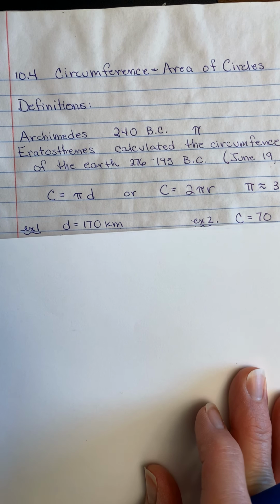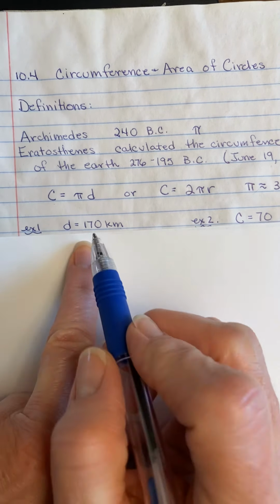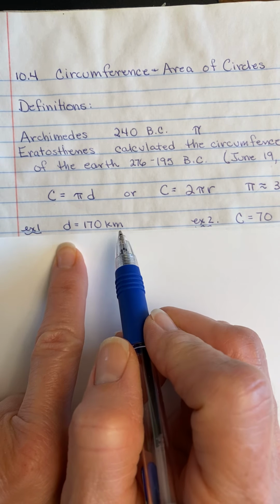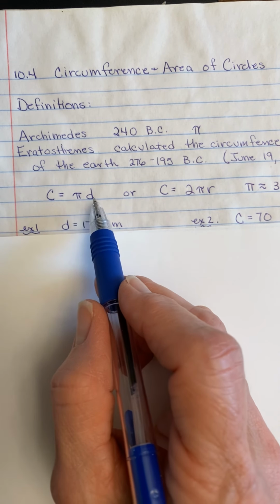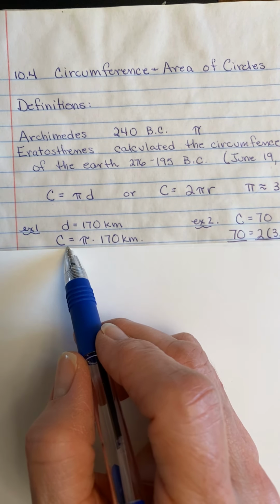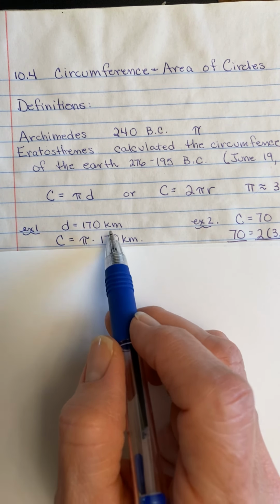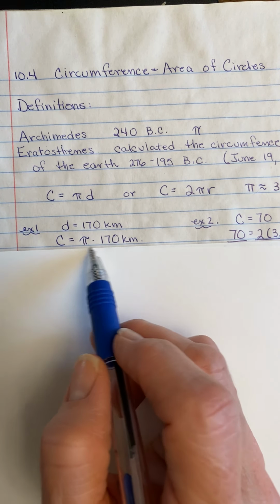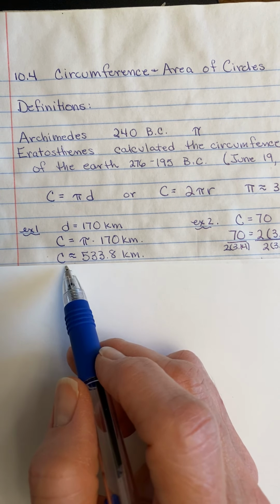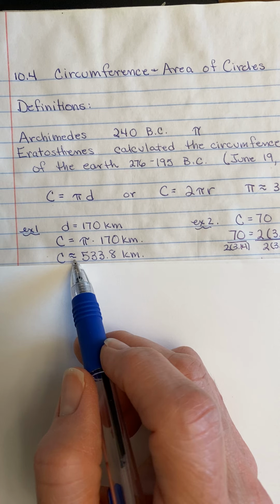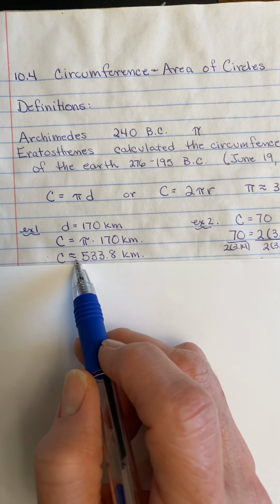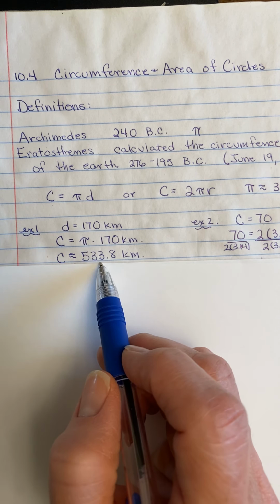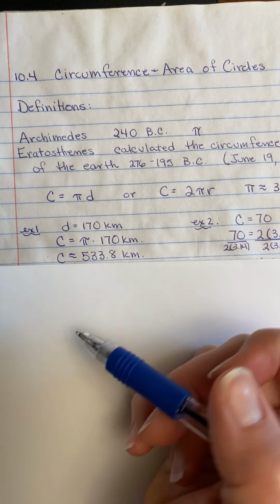In your book, on page 554, they talk about a crater that has a diameter of 170 kilometers, and what would be the circumference of that crater? So we just use this formula since we have the diameter. C is equal to pi times the diameter. We plug that in, we grab our calculator, multiply that out, and have the circumference of the crater approximately equal to 533.8 kilometers. Why approximately? Because we are approximating what is pi. So that's pretty darn close.